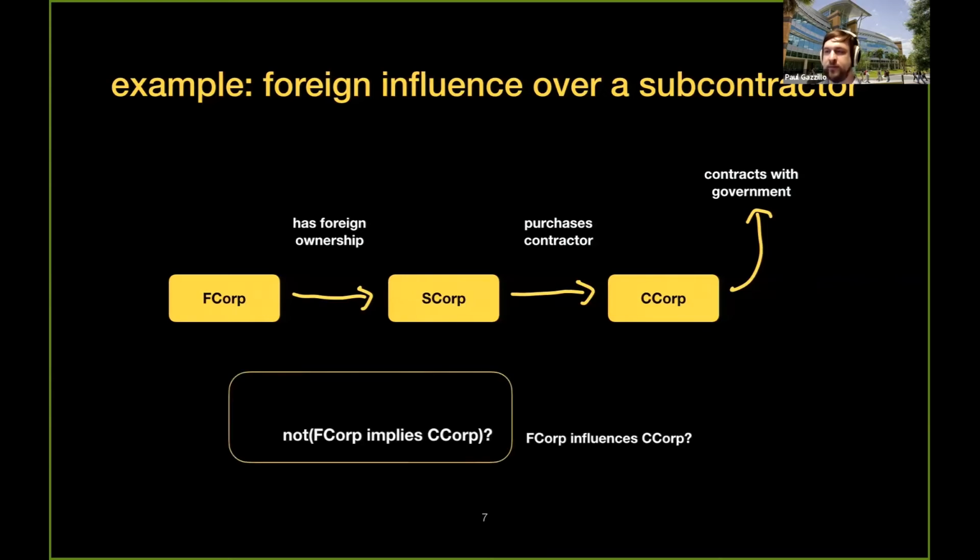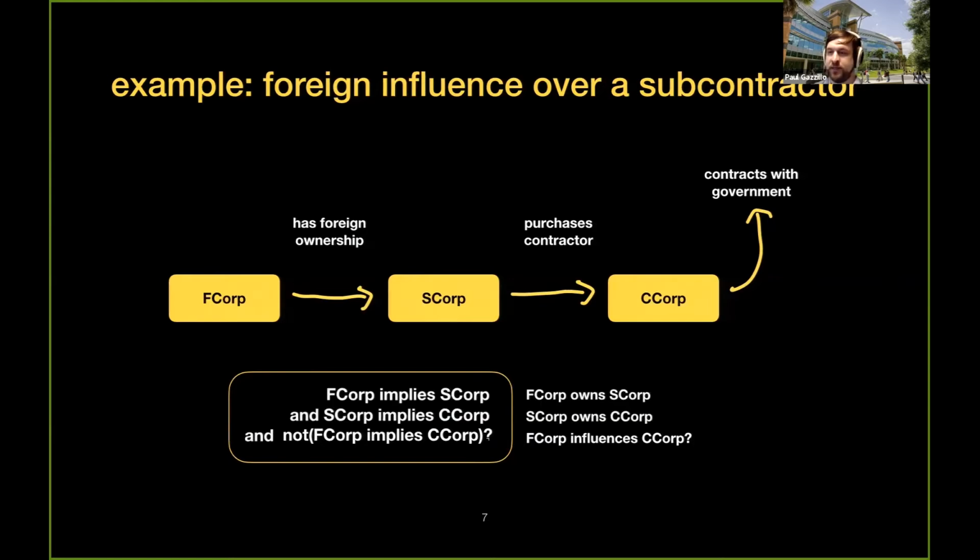So the high-level idea behind our approach is that we can take these kinds of relationships and model them in logic. We can take a question like, does a foreign corporation have any kind of influence over the contracting organization? We can frame that as a logical question, F Corp implies C Corp, where implies means has influence over. And then for the other relationships in this graph, where we have F Corp owning part of S Corp owning part of C Corp, we can model these using logic.